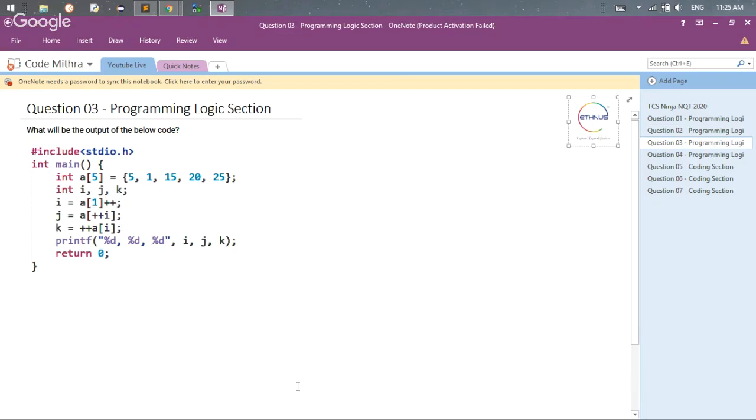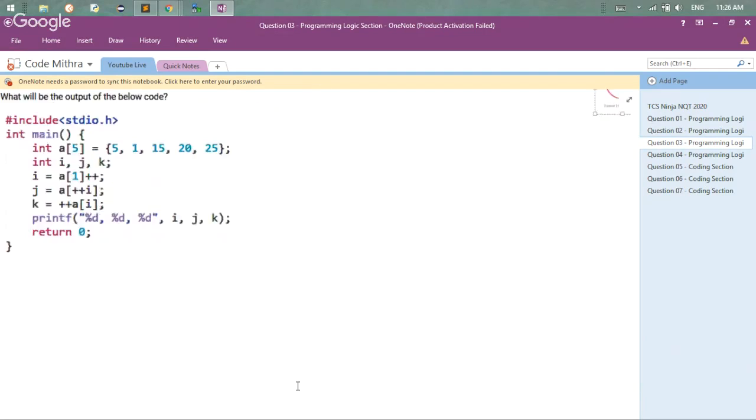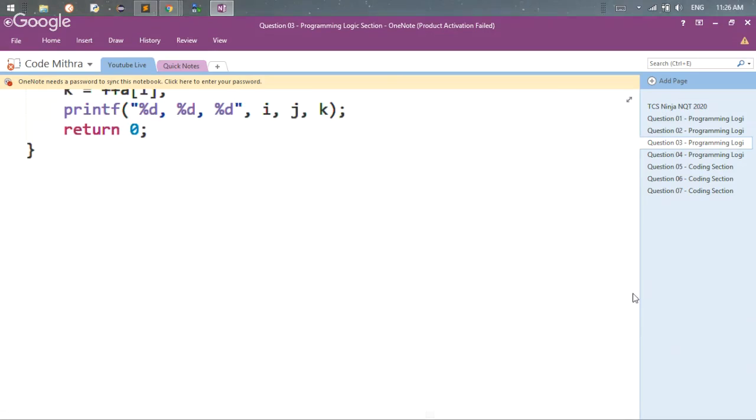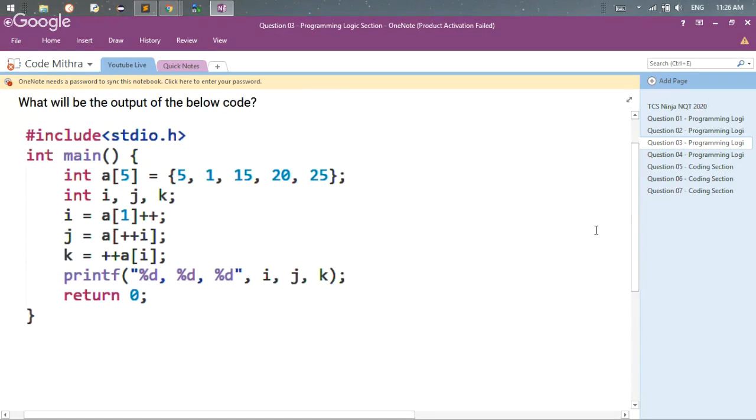Okay. So let me ask this question. Guys, can you please tell me what will be the output of this code? What will be the output of this code? So this is based on arrays and this is also based on pre-increment and then post-increment. What do you think is the output of this code?